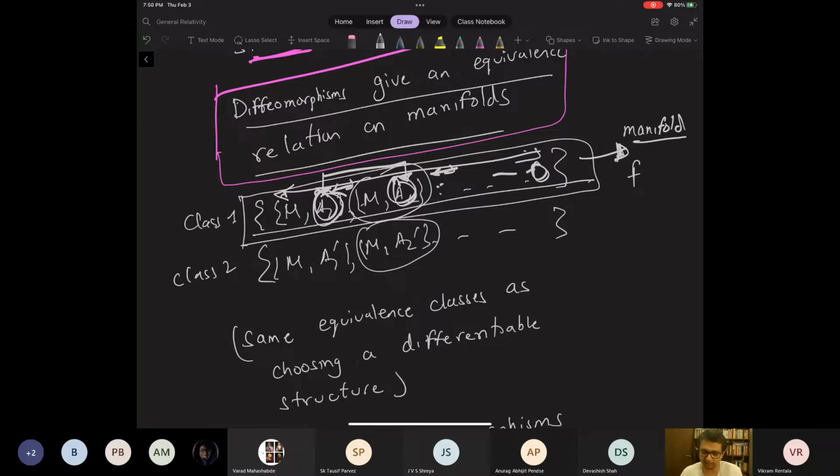It's like taking R4 and making a coordinate rotation, and using a different set of coordinates. You would still think of it as the same space. So that's what we mean by these being diffeomorphic to each other. They're independent of the coordinate choice that we use.